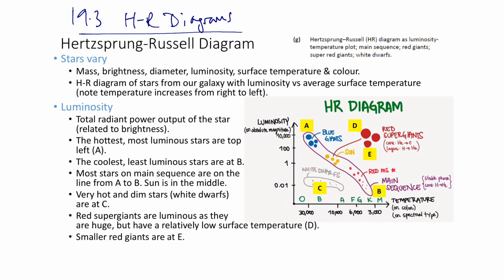So, as the slide says, stars do vary, and they are different by their mass, by how bright they are, by their diameter, their luminosity, surface temperature, and also their colour. So HR diagrams of stars from our galaxy with luminosity against their average surface temperature, and that's what's plotted just here. So we can see that white dwarfs, bottom left, and the red supergiants over there.